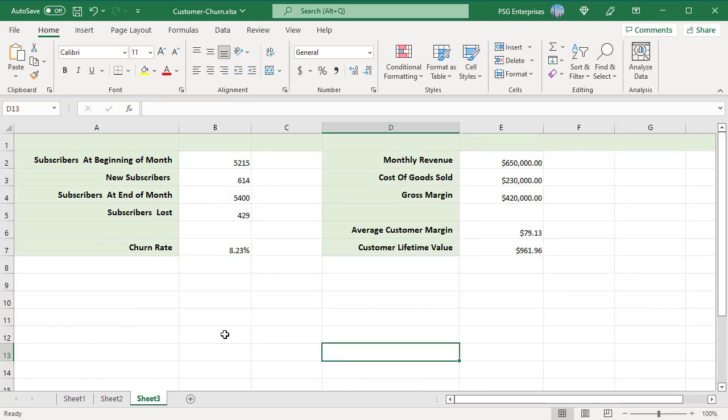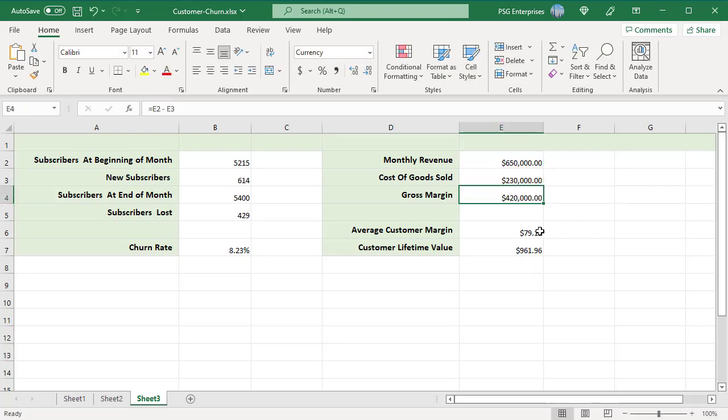Customer lifetime value, CLV, is a calculation that estimates the gross margin contributed by one customer over that customer's life. It is calculated using the churn rate. First, calculate the gross margin. Gross margin is monthly revenue minus cost of goods sold.